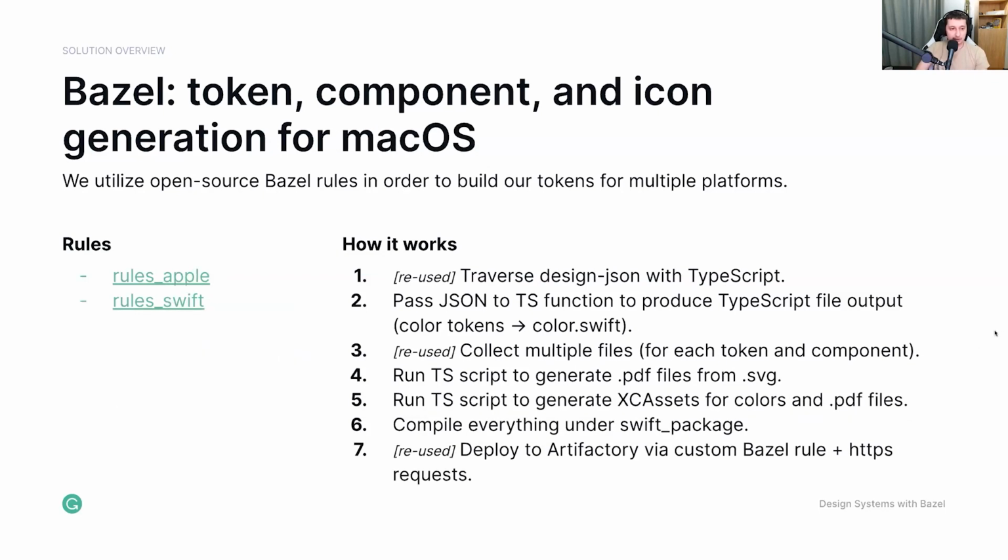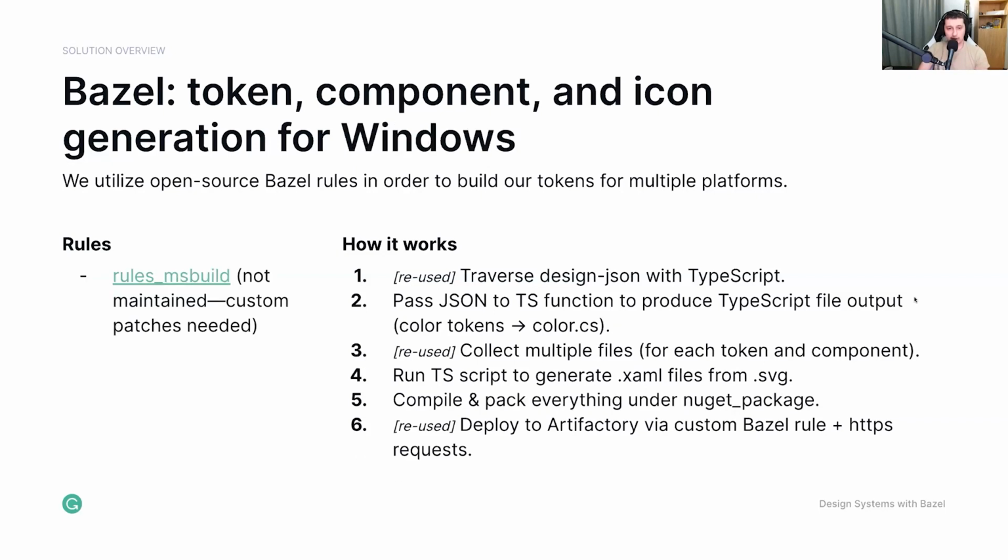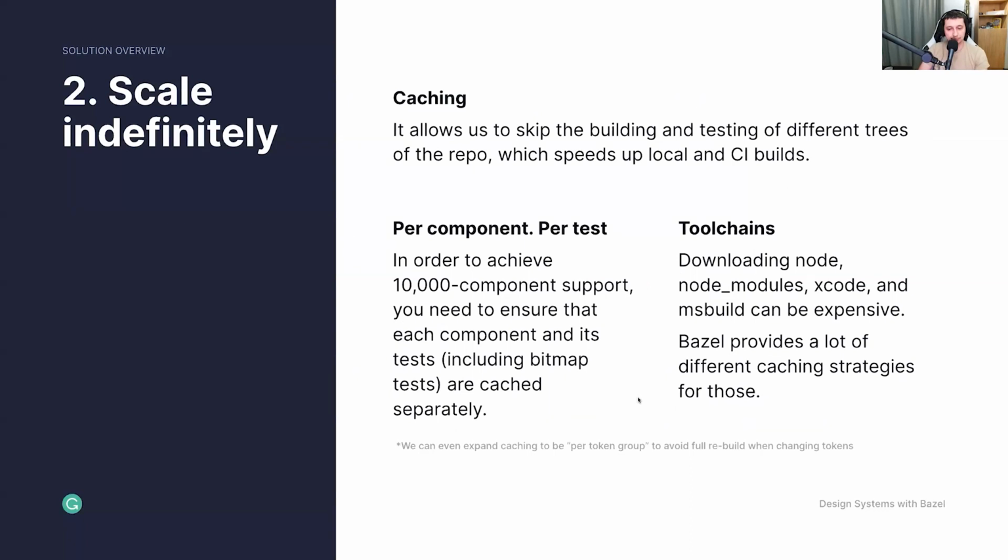Yeah, and for macOS and for Windows, it's actually the same. We even reuse a couple of our steps, like collect files and traverse design JSON, but of course we use different functions to produce different files. Like we produce a color.cs file, and we generate a XAML file from SVG, but essentially the pipeline looks the same.